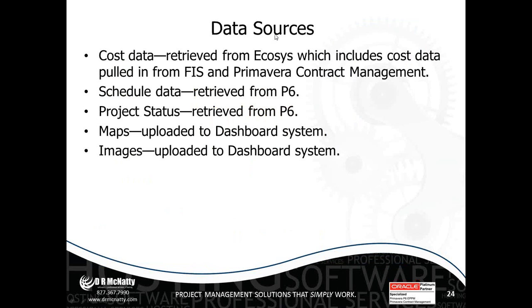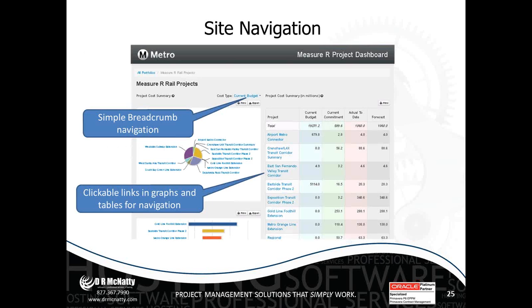So the cost data comes from Ecosys, which includes cost data that's pulled from Metro's financial information system and Primavera Contract Management. PCM is used to manage the major rail projects, and then Ecosys pulls that information in as well as all of the miscellaneous projects for a complete perspective on cost. Status and schedule information comes from P6. Other maps and images are stored within the reporting database for use in the dashboard system.